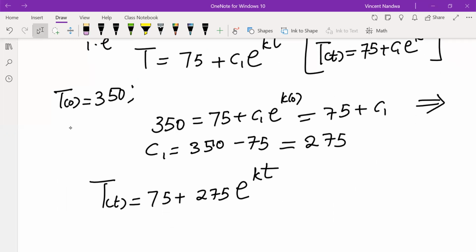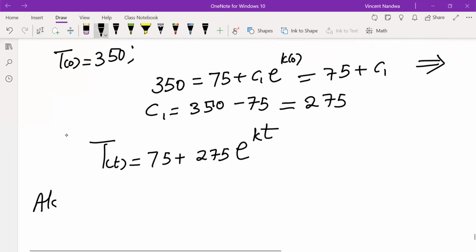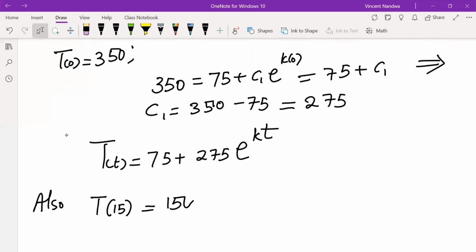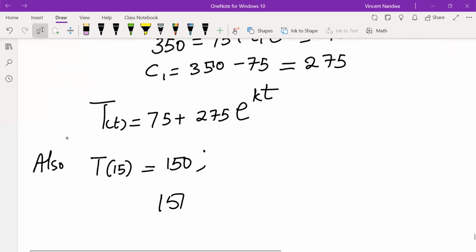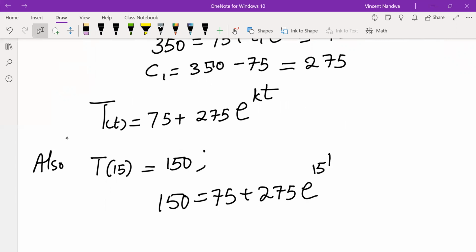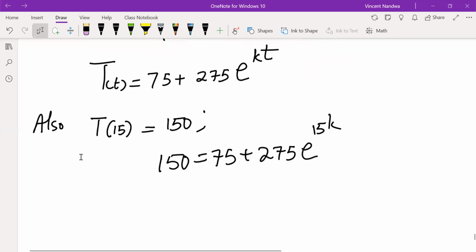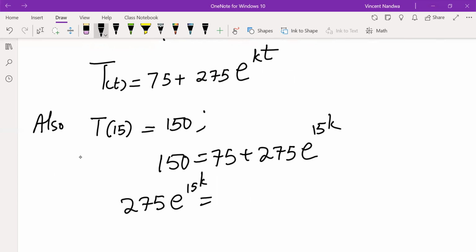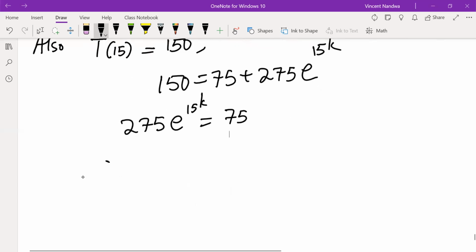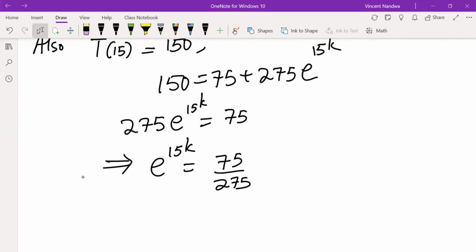The next step is to get the value of this constant k. We know that T of 15, after 15 minutes, the temperature is 150. So 150 equals 75 plus 275 e raised power 15k. This means 275 e raised power 15k equals 150 minus 75, which is 75. So e raised power 15k equals 75 over 275, which is 3 over 11.